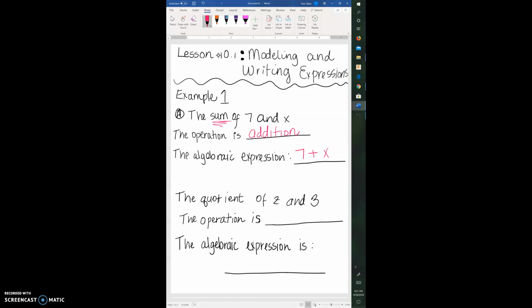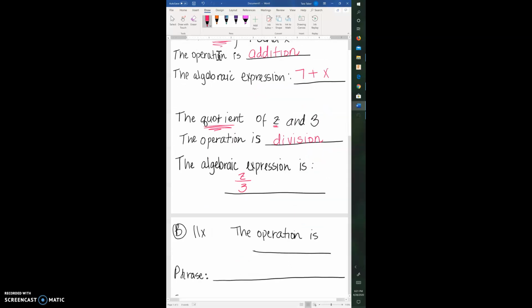So the next one is the quotient of z and 3. And so what I do in math is I cross my z's because they look a lot like my 2's. So the quotient, that's the big word we're looking at. And if I look at my list, I look under division, and that says quotient. So the quotient of z and 3, the operation is division. And then the algebraic expression, z divided by 3. That works. I'm going to scroll on down.